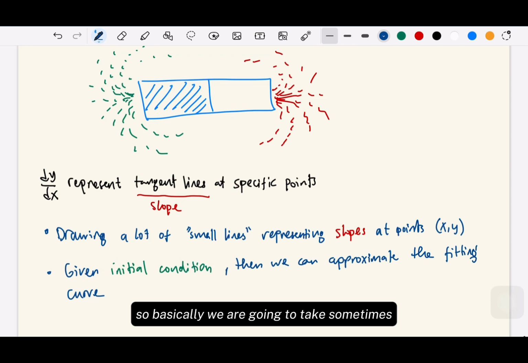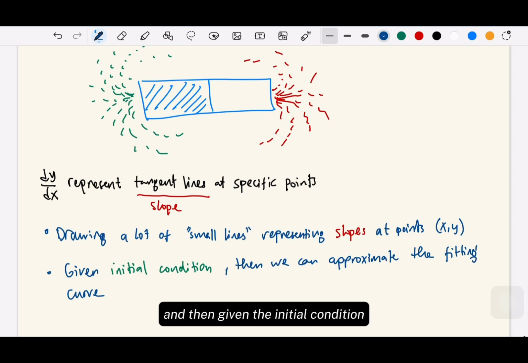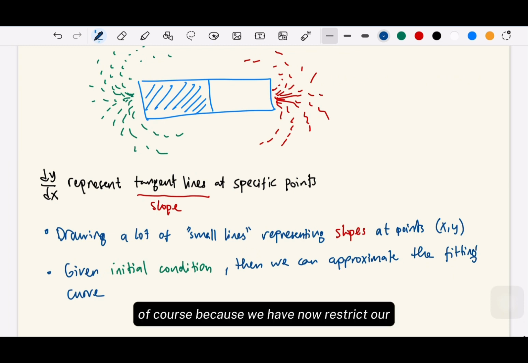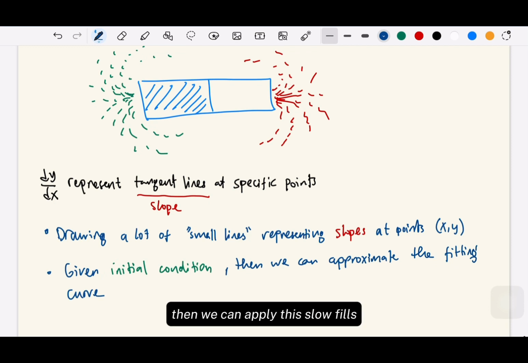So basically we are going to take some time to draw some differential equation into a slope field. And then given the initial condition, we are going to see which one of the following directional fields or slope fields we are going to have our solution. Of course, because the whole chapter is restricted to first order, and we are going to see that this is first order, then we can apply this slope fields.